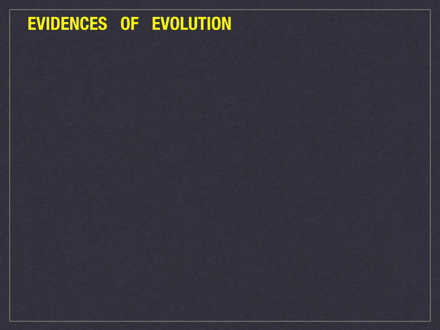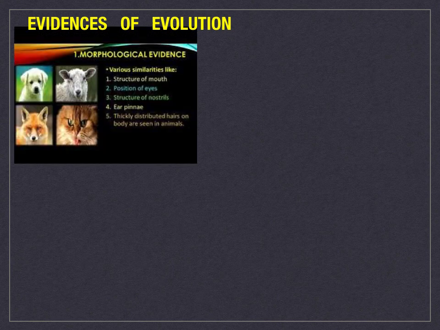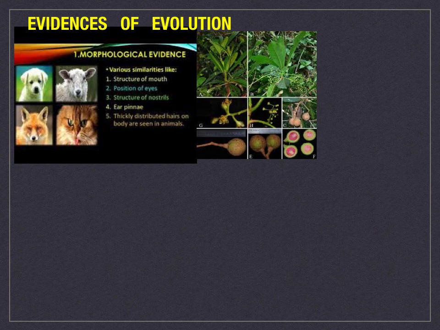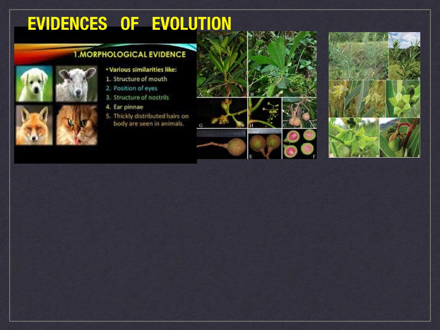The first type is called as morphological evidence. Now, if you see in the picture, there are similarities in the external and visible features which are called as morphological evidence. If you see in the picture in animals, similarities in the structures such as mouth, nostrils, ear pinna, position of eyes, thickly distributed body fur or hair. Now, if you see in plants, similar characters such as leaf shape, leaf venation, leaf petiole, etc.